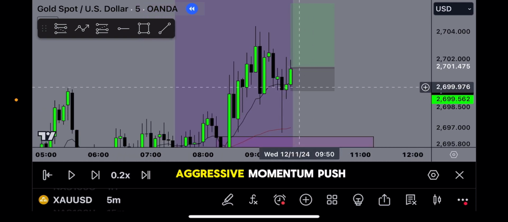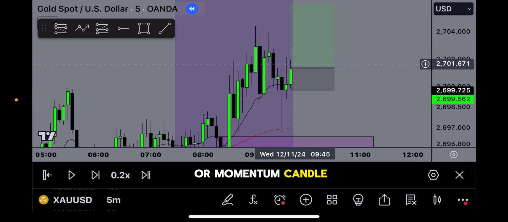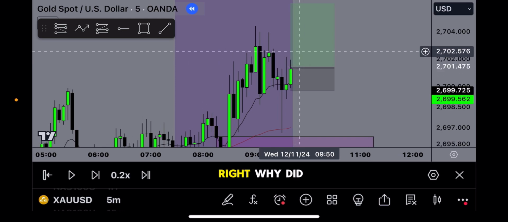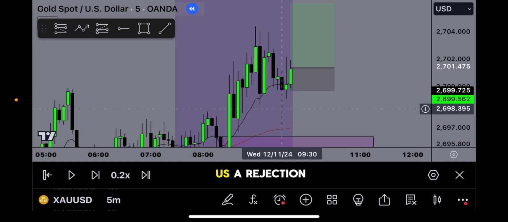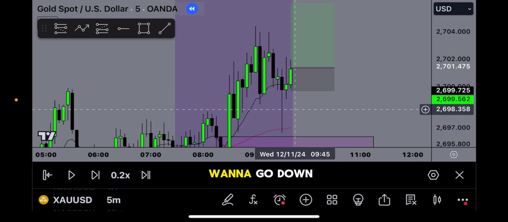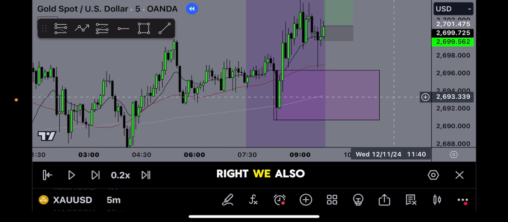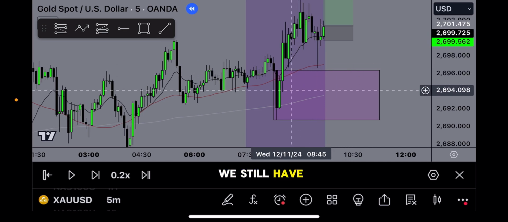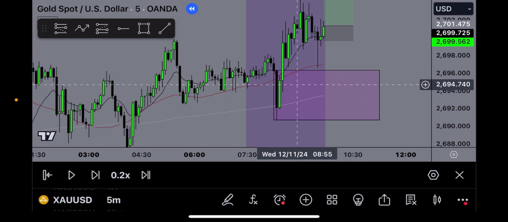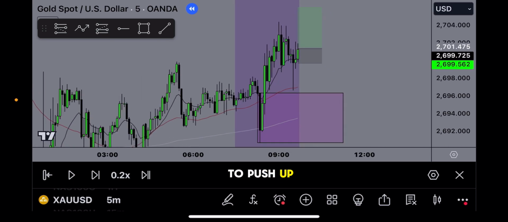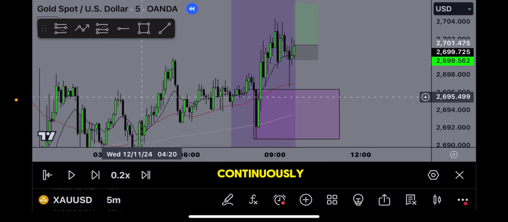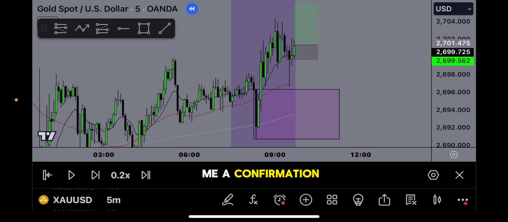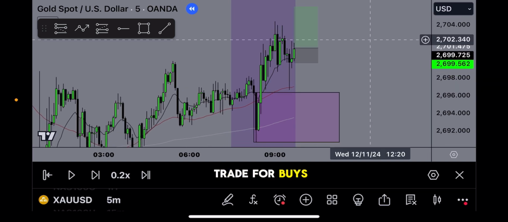That was my indication for buys, right? Even though it wasn't an aggressive momentum push or momentum candle, it was still my indication for buys, and I got in there. Why did I get in? Because price came down. It gave us a rejection, this big wick, indicating price doesn't want to go down, right? We also have a demand zone. Even though price didn't touch the demand zone, we still have the 3 MAs underneath price, indicating that we are bullish, that price wants to push up, right? And the overall trend is going up. So that gives me confirmation and extra confidence to take this trade for buys.